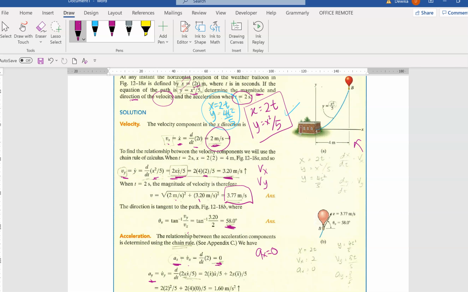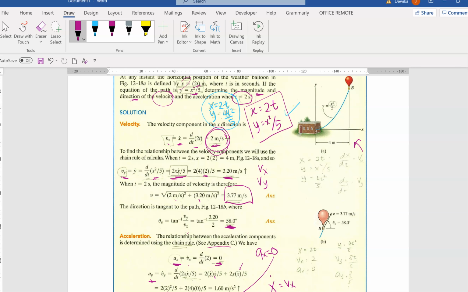For ay, you use your chain rule. You can refer to Appendix C of your textbook. You solve for the chain rule, and then you plug in the time of 2 seconds. You see this is 2x dot, right? x dot is velocity, and x double dot is acceleration. So you plug in the value of acceleration in the x-axis, which is 0. What is the velocity? Velocity is 2. x dot is equivalent to Vx, so you take the 2.